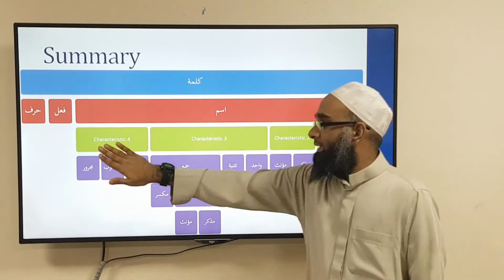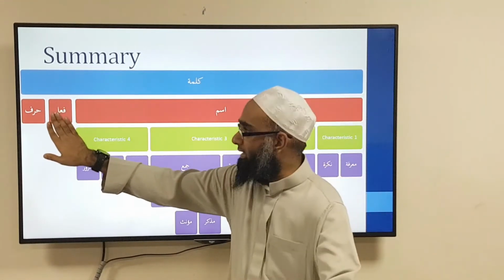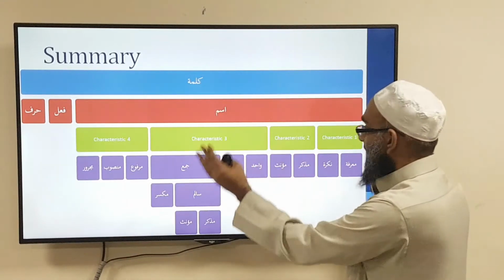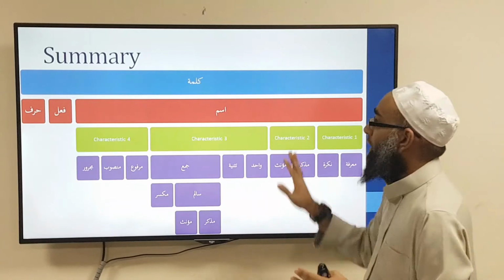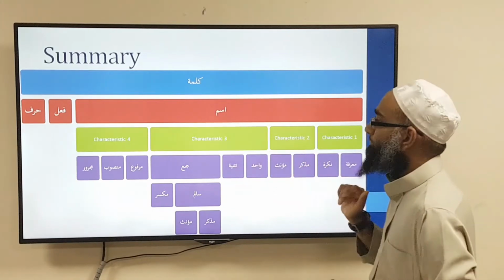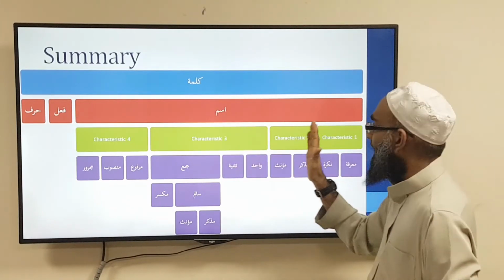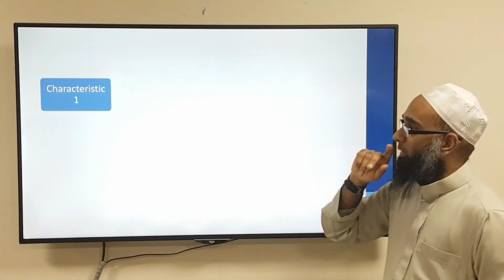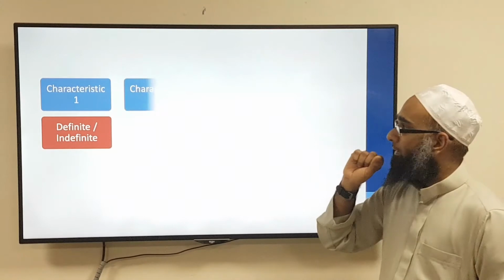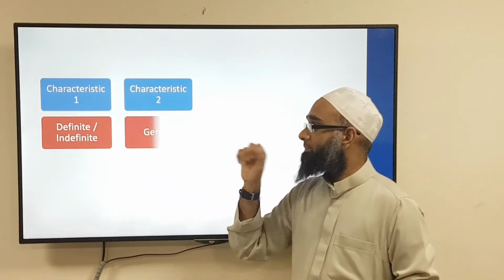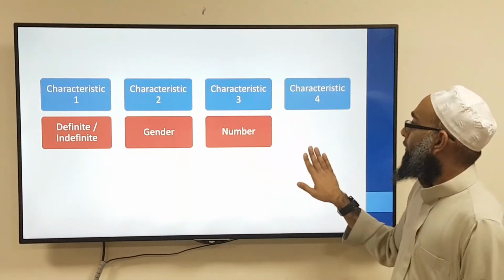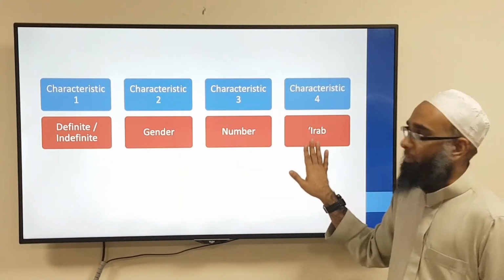So now, it's complete. Fa'il, you study in the second lesson, and harf, we'll discuss that as it comes along in the subject. So now we've completed our basic understanding of how ism works. Now obviously, sometimes we get mixed up between characteristic 1, 2, 3, 4. So if you want to remember it, characteristic 1 is what? Definite, indefinite. Characteristic 2 is what? Gender. 3 is? Number. And 4 is? State. We call it I'rab.